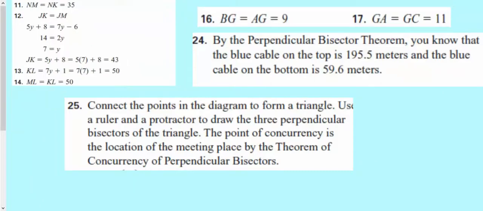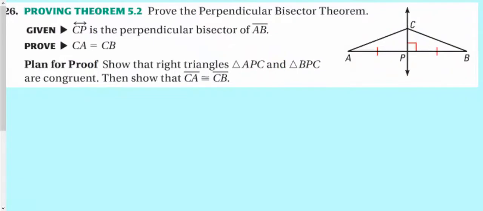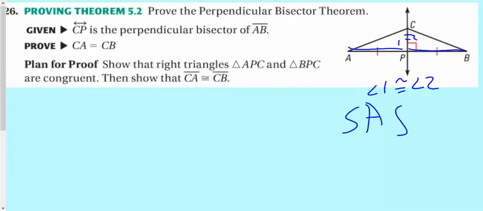So here's the answers to 5.2. This theorem here, proving the perpendicular bisector theorem, I kind of walked through that. You have to prove that those two lengths are the same. Basically, since it's a perpendicular bisector, call this angle 1 and angle 2. Angle 1 is congruent to angle 2, right angle congruency theorem. This is the definition of a bisector. You have a reflexive side there, so it's side angle side, and then CPCTC.